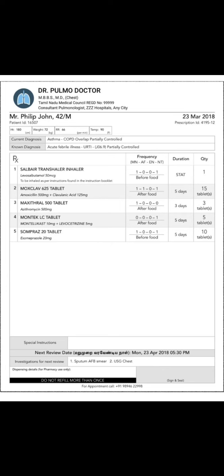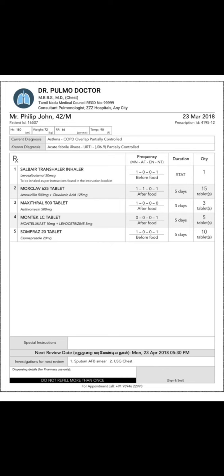Third part is the superscription. Superscription is denoted by the symbol Rx. It is a Latin term and it means you take. In olden days the symbol was considered to have originated from the sign of Jupiter, god of healing. It means you take that medicine and you be healed.